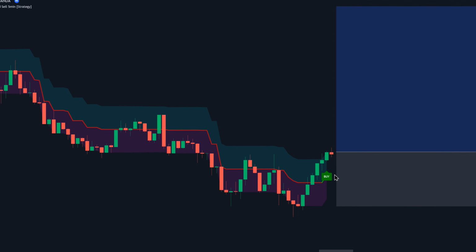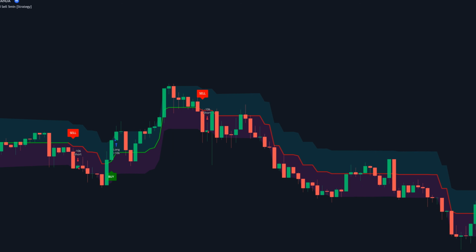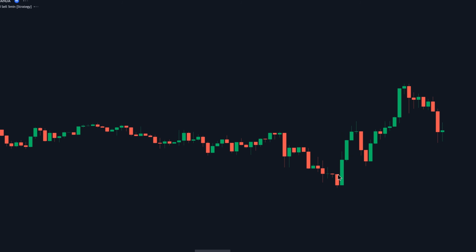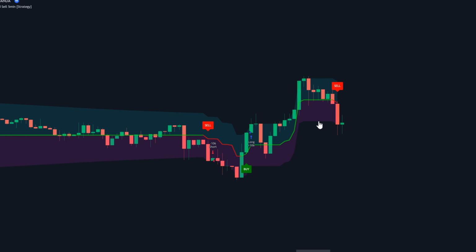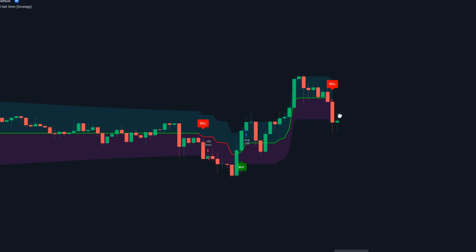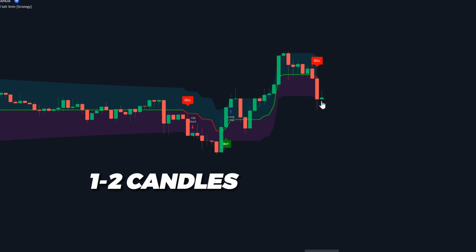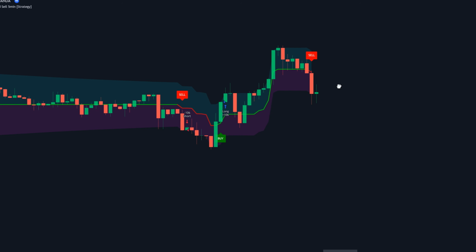And then for a short position, the indicator needs to identify a market range, and then the price needs to break below that range like it did right here. And again, the sell signal is going to be delayed by 1 or 2 candles. In this particular trade example, we can see that it was delayed by 1 candle, which makes this candle our entry point.